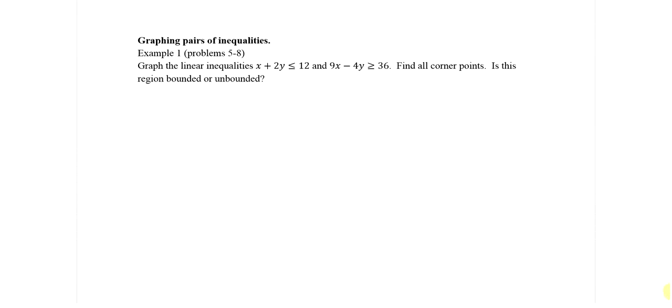So this is like problems 5 through 8. Graph the linear inequalities x plus 2y less than or equal to 12, 9x minus 4y greater than or equal to 36. Find all corner points. Is the region unbounded or bounded? So how do we graph linear inequalities?